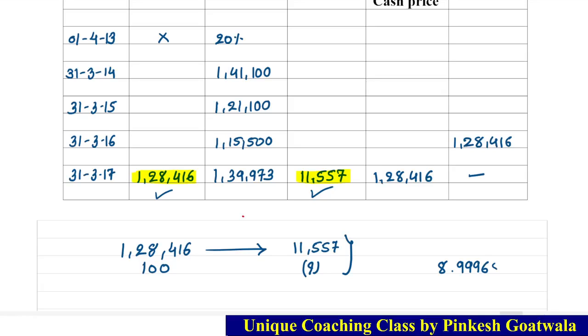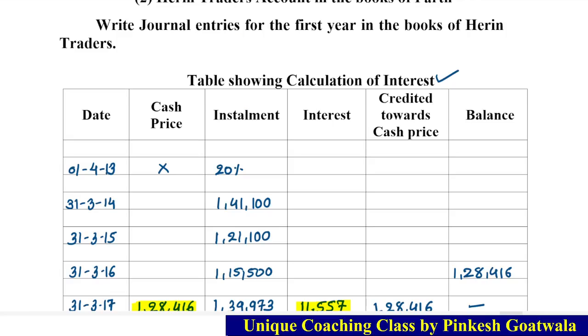Now tell me what the perfect answer is. So 8.999, so indirectly you can say that it will be 9%. It is our rate of interest. So in this question, the important part is that the rate of interest is not given, but last year's interest is given. With that we can find out the rate of interest. Also you can check in a previous sum, and the answer will be the same.